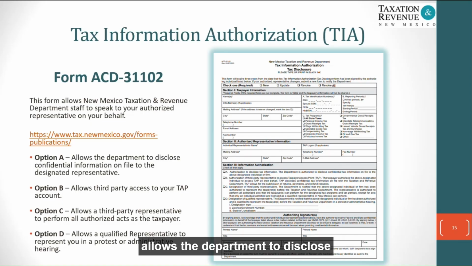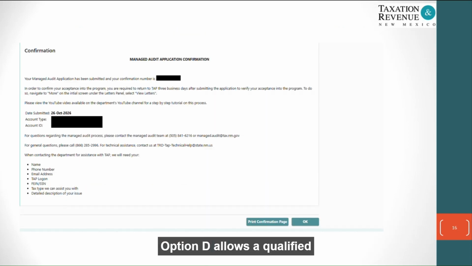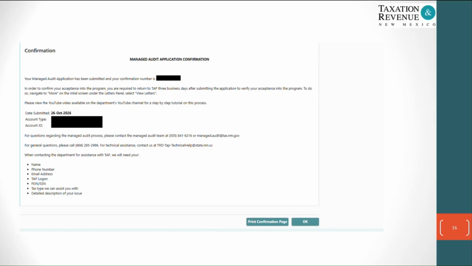Option A allows the department to disclose confidential information on file to the designated representative. Option B allows third-party access to your TAP account. This field is required to be selected if you are authorizing a representative to have access to your account via TAP. Option C allows a third-party representative to perform all authorized acts as a taxpayer. Option D allows a qualified representative to represent you in a protest or administrative hearing.